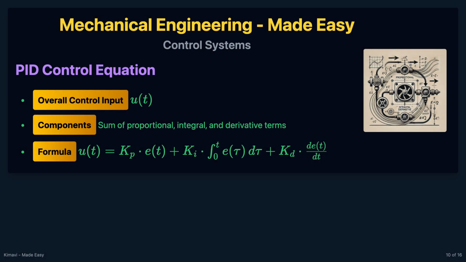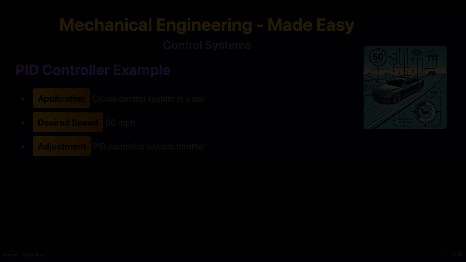The overall control input, represented as u(t), is the sum of the proportional, integral, and derivative terms. The formula is u(t) = Kp × e(t) + Ki × the integral of the error from 0 to t, plus Kd × the rate of change of the error with respect to time.